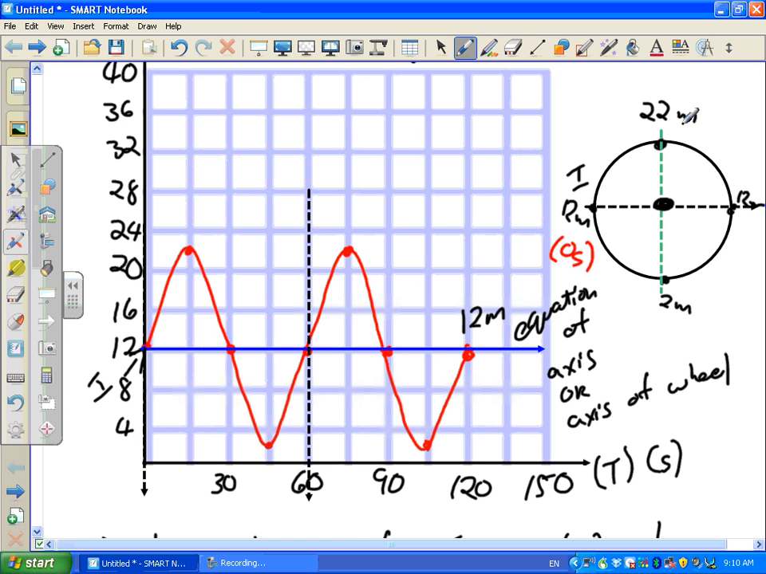0 seconds. What time am I at 22 meters? 15 seconds. Good, Joseph. What about when I come back down again to 12 meters? 30 seconds. What about when I'm at 2 meters? 45. And finally, when we end the period, back at the same point, we're at 60 seconds. Good.